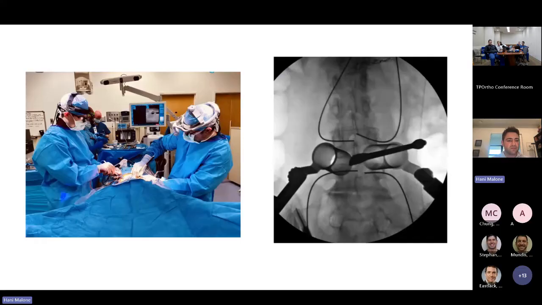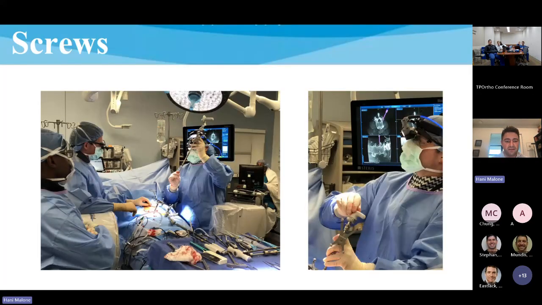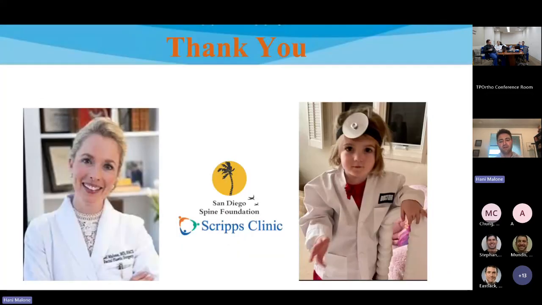And this is a picture of Ryan and I doing it. So we've got the TLIF in. Now we're putting in those ipsilateral screws under navigation. There's the end result. And I think that's all I have.